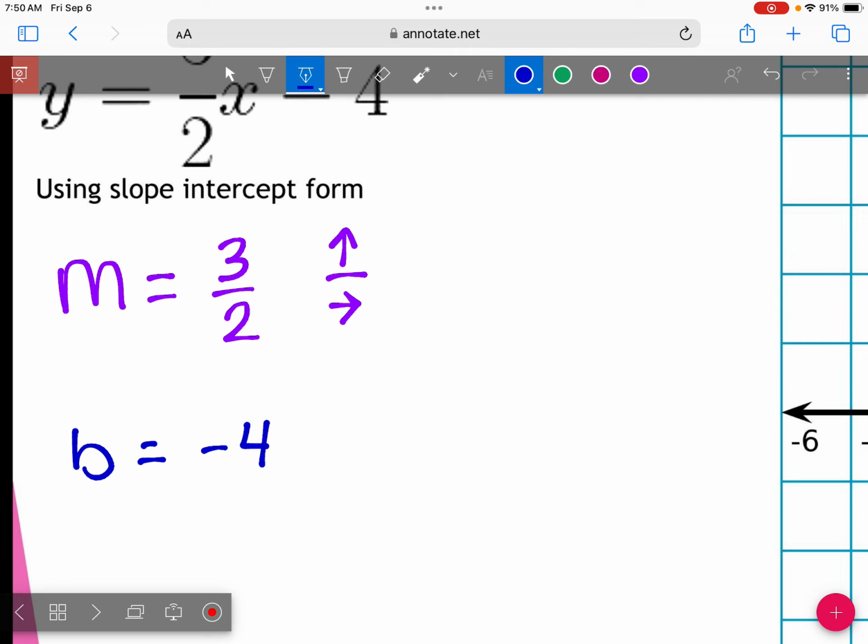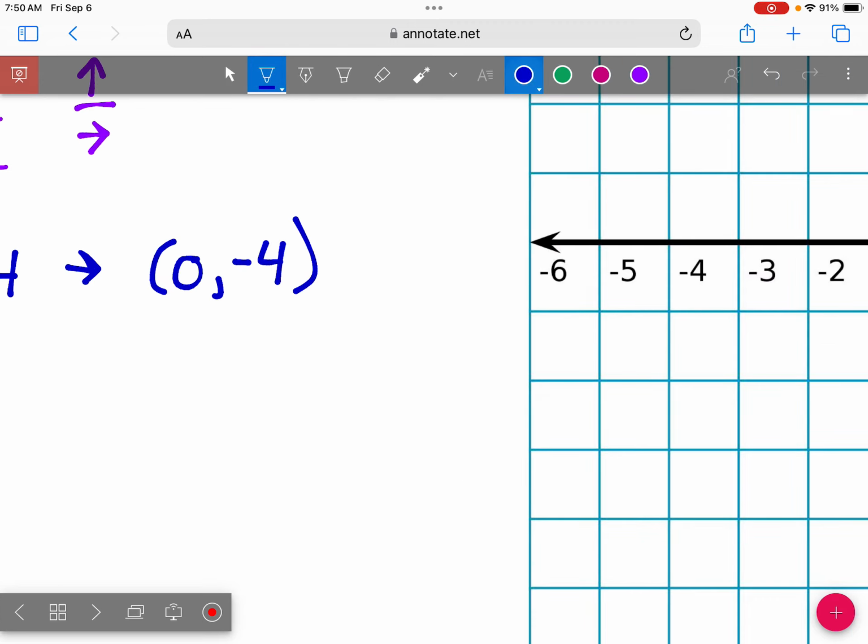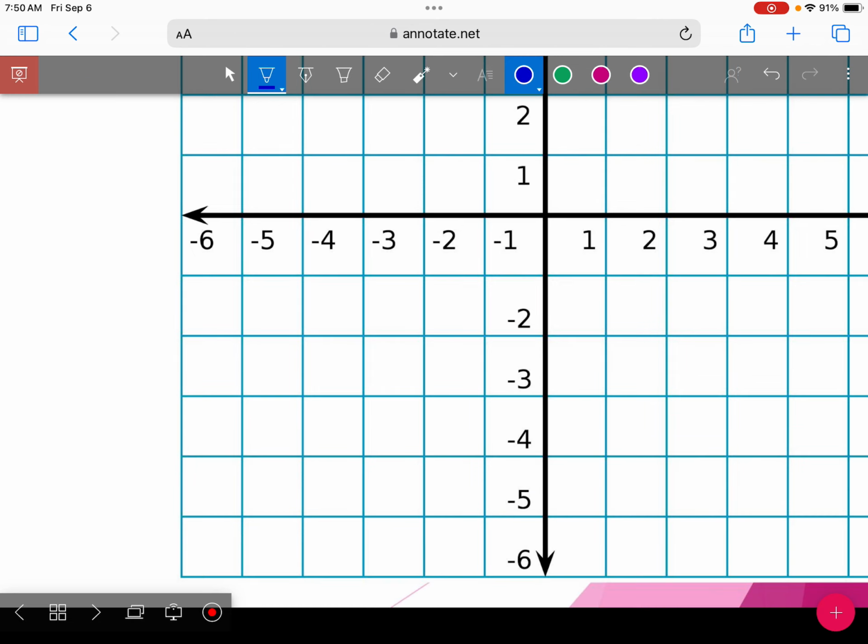Okay, so it's built in right there. So this is my y-intercept. So this leads us to the point 0, -4. So that's where we start. You start at your y-intercept. What's up? Yep, starting at -4. Up 3, right 2.